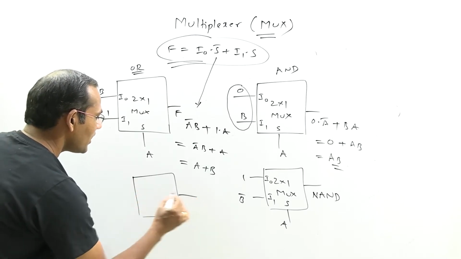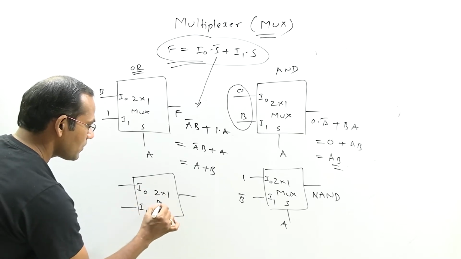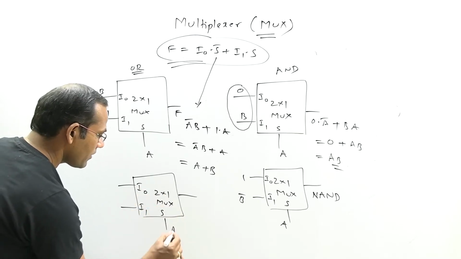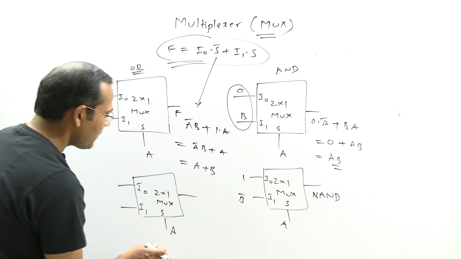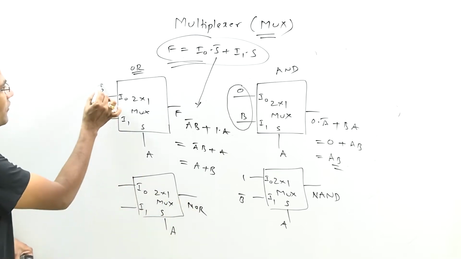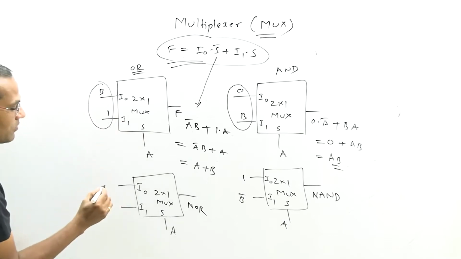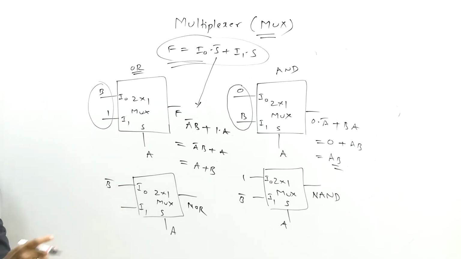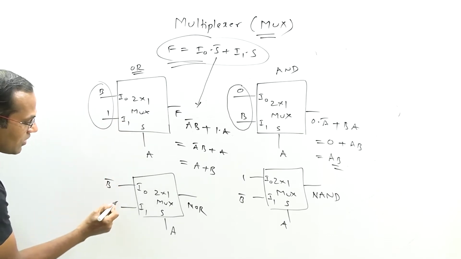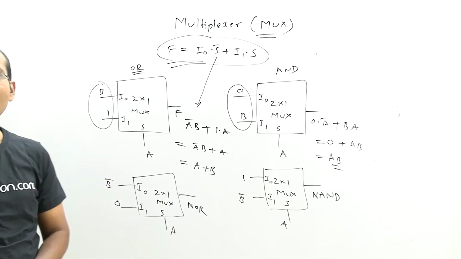Suppose you want a NOR gate. Maintain the same selection A. Apply complemented inputs here. The complement of B is B bar, so apply that one here. The complement of 1 is 0, so apply that one here. Whenever you apply like this, it works as a NOR gate.